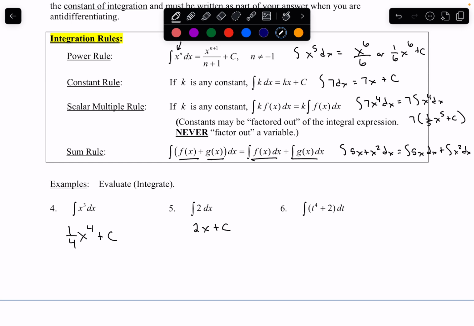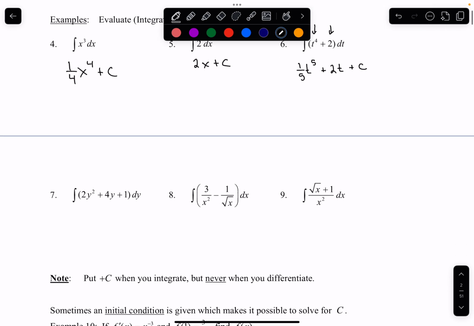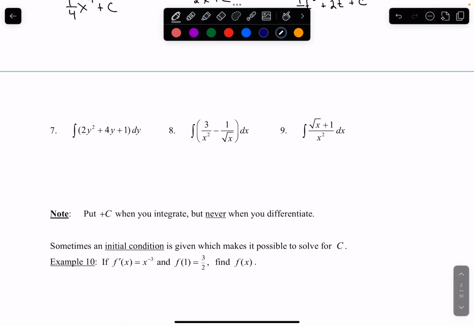The integral of t to the 4th plus 2, I can just integrate them separately. So t to the 4th becomes t to the 5th, and I put a 1/5 out in front. And then the 2 just gets a t added to it, and then I get a plus c at the end. Okay? All right, let's do a few more interesting examples that require a little bit of manipulation.